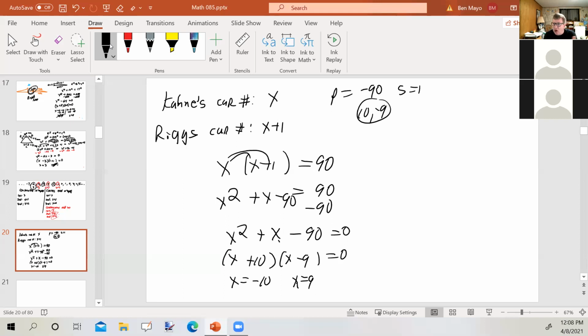Now, again, it said positive integers. I've never seen a sports car or an athlete that had a number that was a negative number. There's a few maybe that should have, but that's another story. So again, we throw out the negative. x is 9, x plus 1 is 10. So what is the number of each car? Kane's is 9 and Riggs is 10. All righty. Any questions about that?